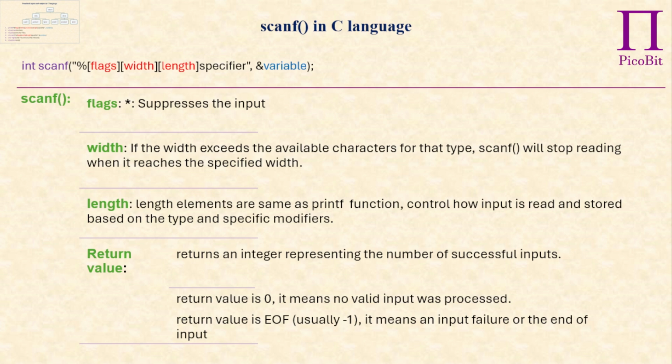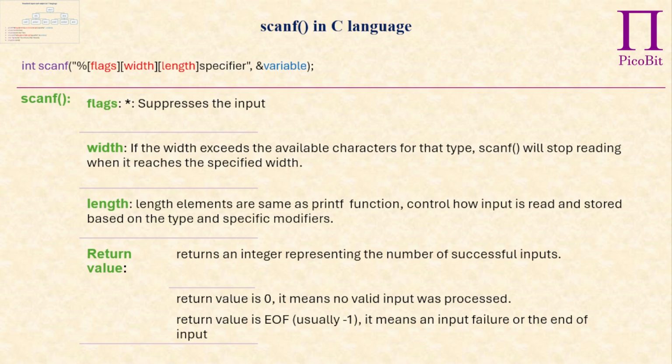Width specifies the maximum number of characters to be read for a given input type. If the input exceeds the width, scanf will stop reading when it reaches the specified width. Length: H, short integer modifier; L, long integer modifier; double L, long long integer modifier; capital L, long double modifier. These elements in scanf control how input is read and stored based on the type and specified modifier.